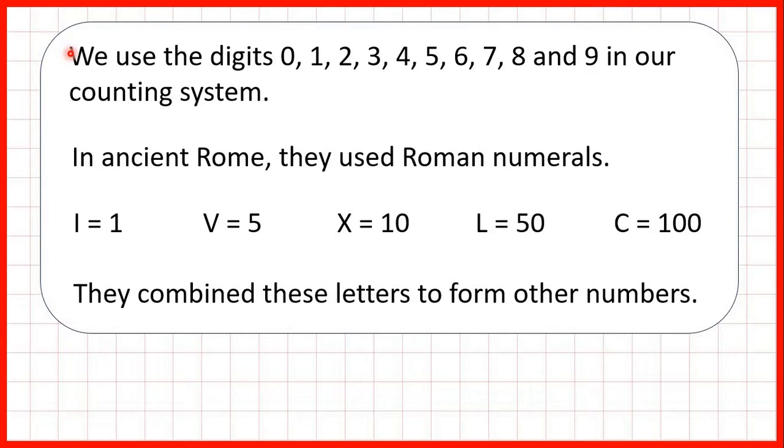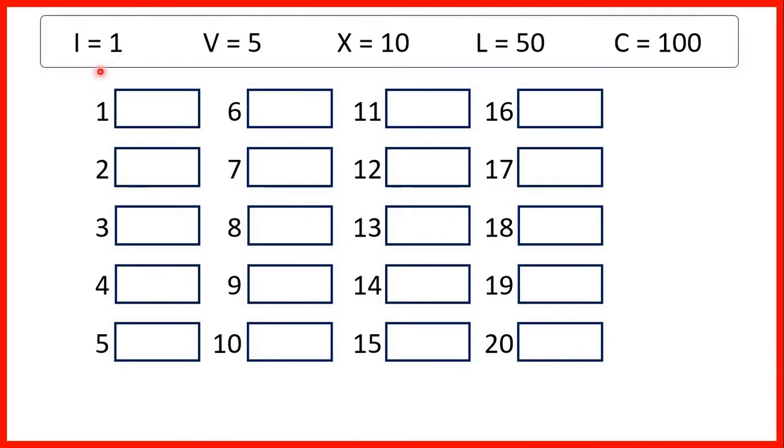We use the digits 0, 1, 2, 3, 4, 5, 6, 7, 8 and 9 in our counting system. In ancient Rome, they used Roman numerals. So they represented 1 with an I, 5 with V, 10 with X, 50 with L, and 100 with C. And they combined these letters to form other numbers. So we know that I is 1, V is 5, and X is 10. So let's see how we can make other numbers by combining these letters.